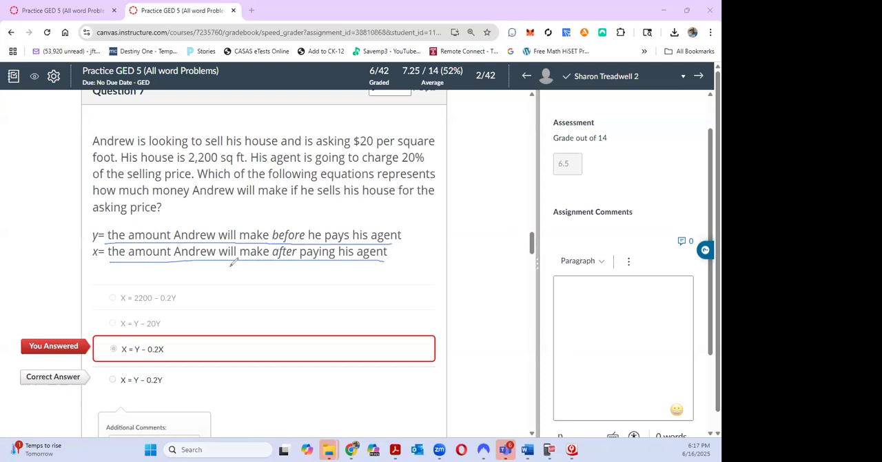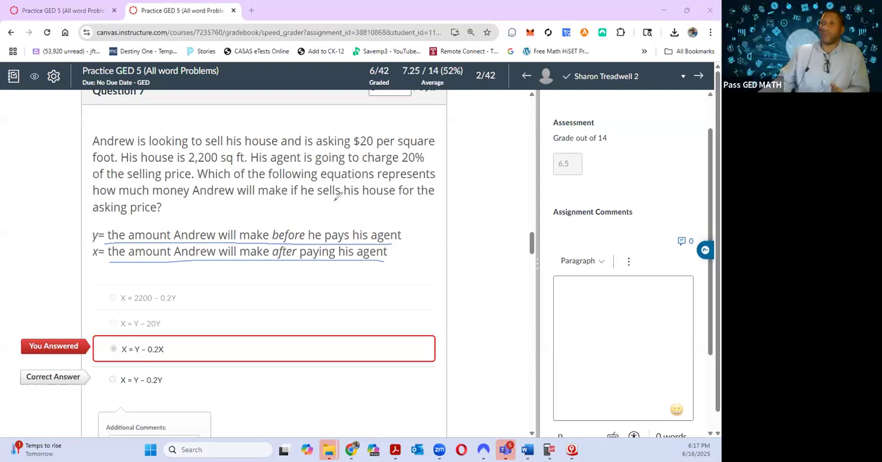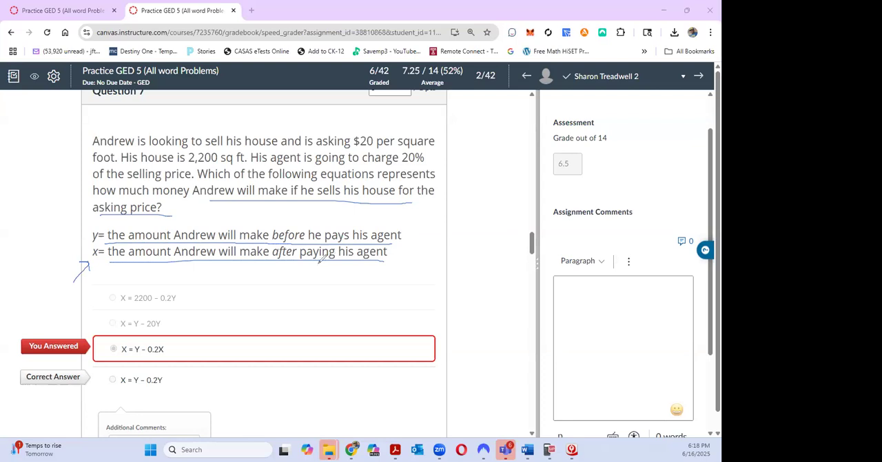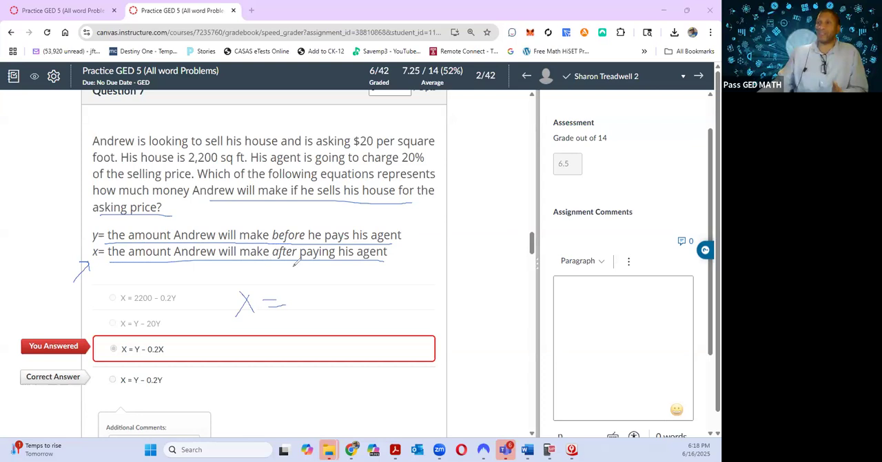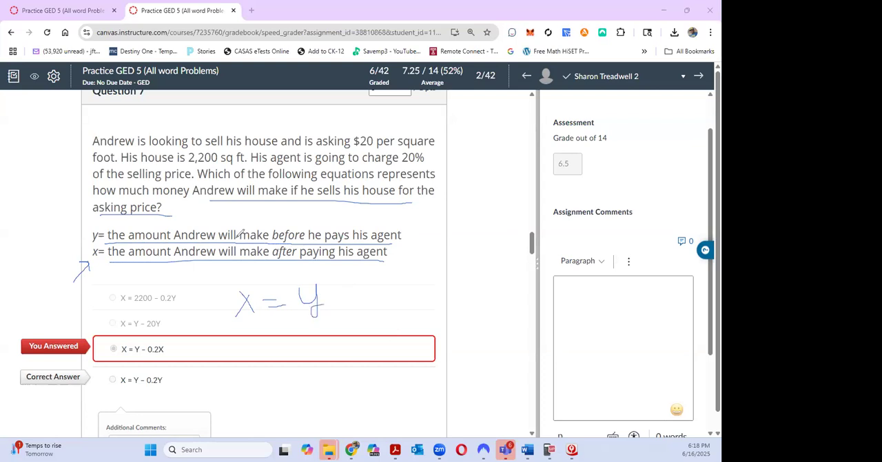Now they want to know how much he will make after he sells his house. Well, we know what variable that is. X. So X equals what? The price he's selling the house for, the amount Andrew will make before he pays his agent, is Y. Because it tells you what it stands for.